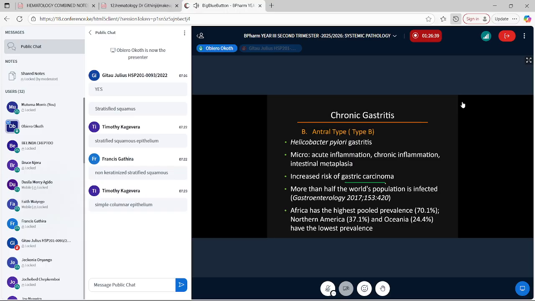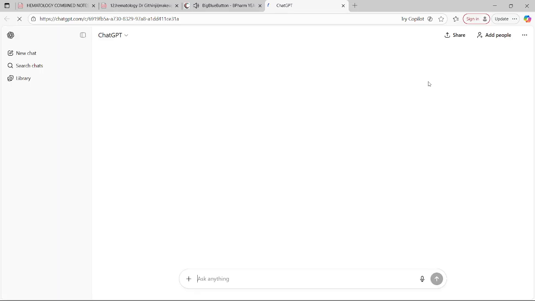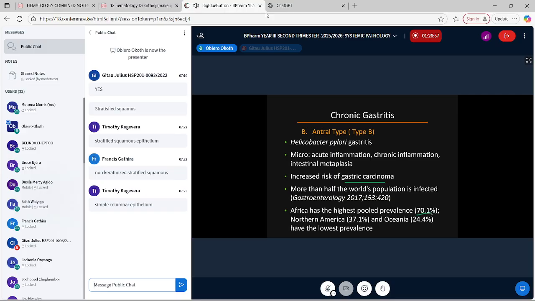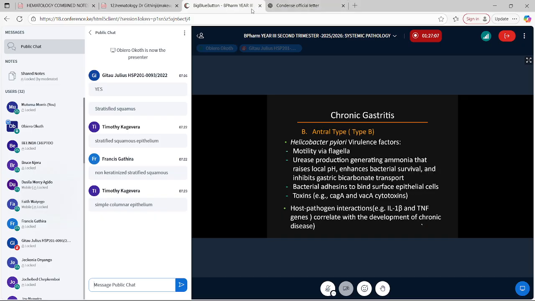How prevalent is Helicobacter pylori? It's very common. More than half of the world population is infected. And because this infection is fecal-oral, oral, and even from the environment, we see it in a very high population in areas that have poor sanitation. So Africa, of course, normally leads in those areas. So we see it a lot in Africa. North America seems to be doing better. Other countries seem to be having the lowest prevalence.